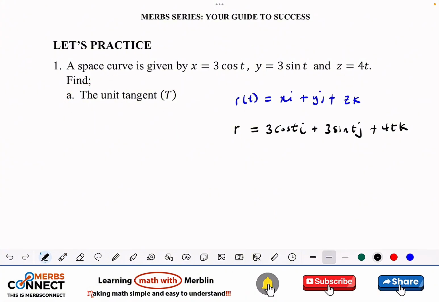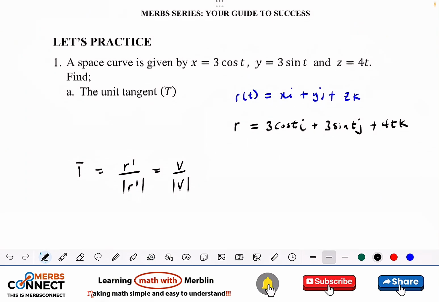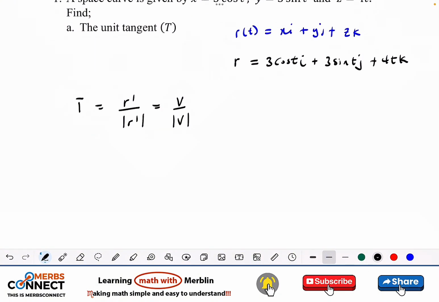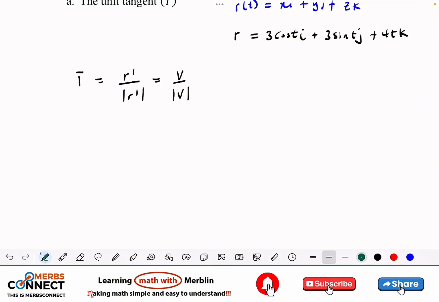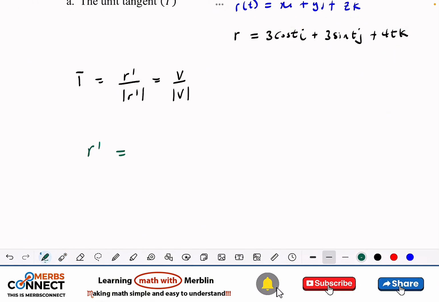Now we know that the unit tangent is equal to r prime divided by the magnitude of r prime, which is the same as the velocity divided by the magnitude of the velocity. With this one, all you need to know is the formula and how to do the differentiation. So let's go through the process and see what we are going to get. We need r prime. Let's differentiate this. Here too, your differentiation should be very good.